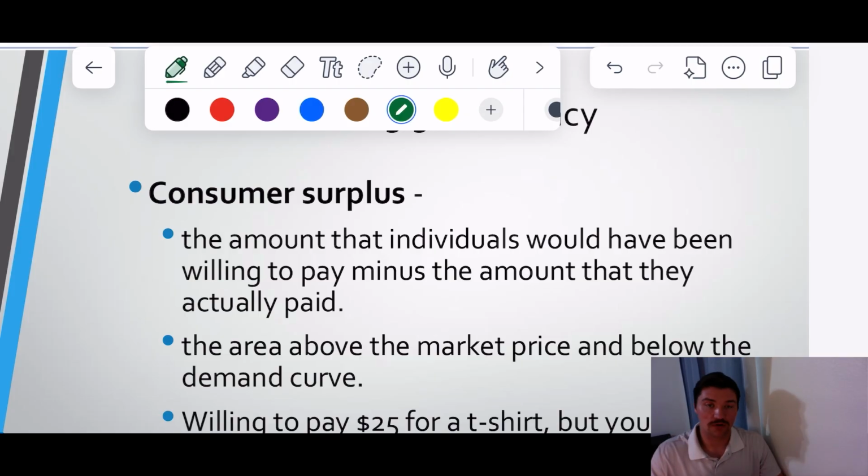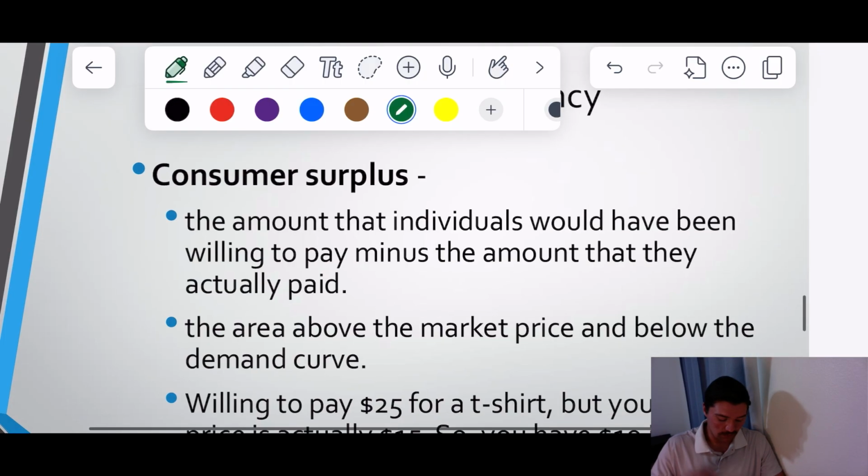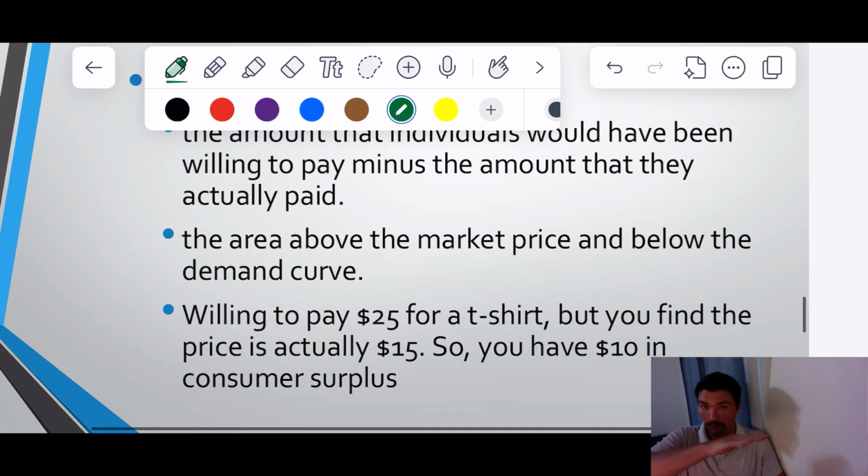So that's what you're willing in your mind to pay, $7. You get up there and they actually tell you, hey, it's actually $5 today. And so you're saving $2, right? This is your consumer surplus. You were willing to pay 7, but you only have to pay 5. So that's how consumer surplus works. On a graph, it's just going to be the area above the market price and below the demand curve. I'll show you what we mean in a second here.